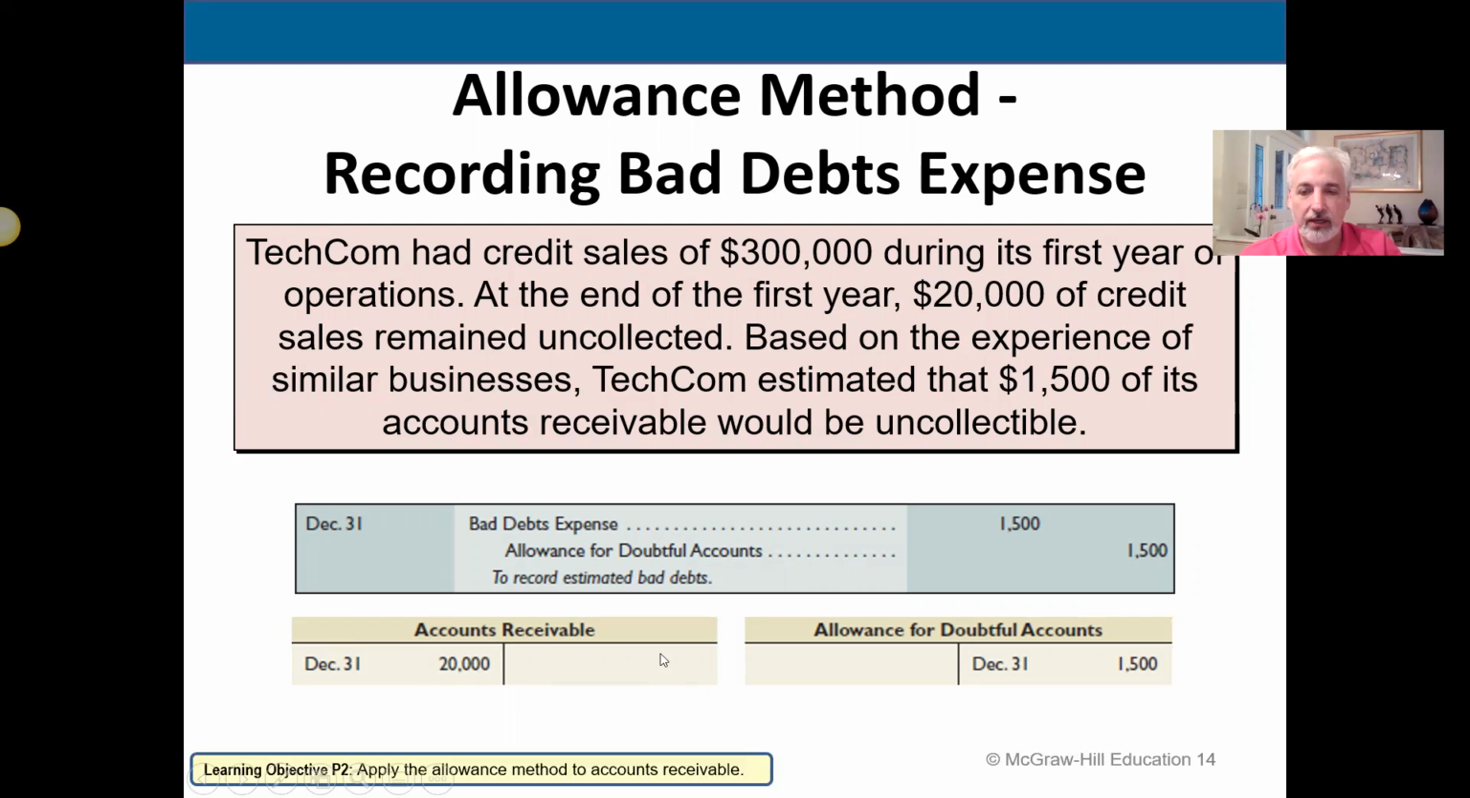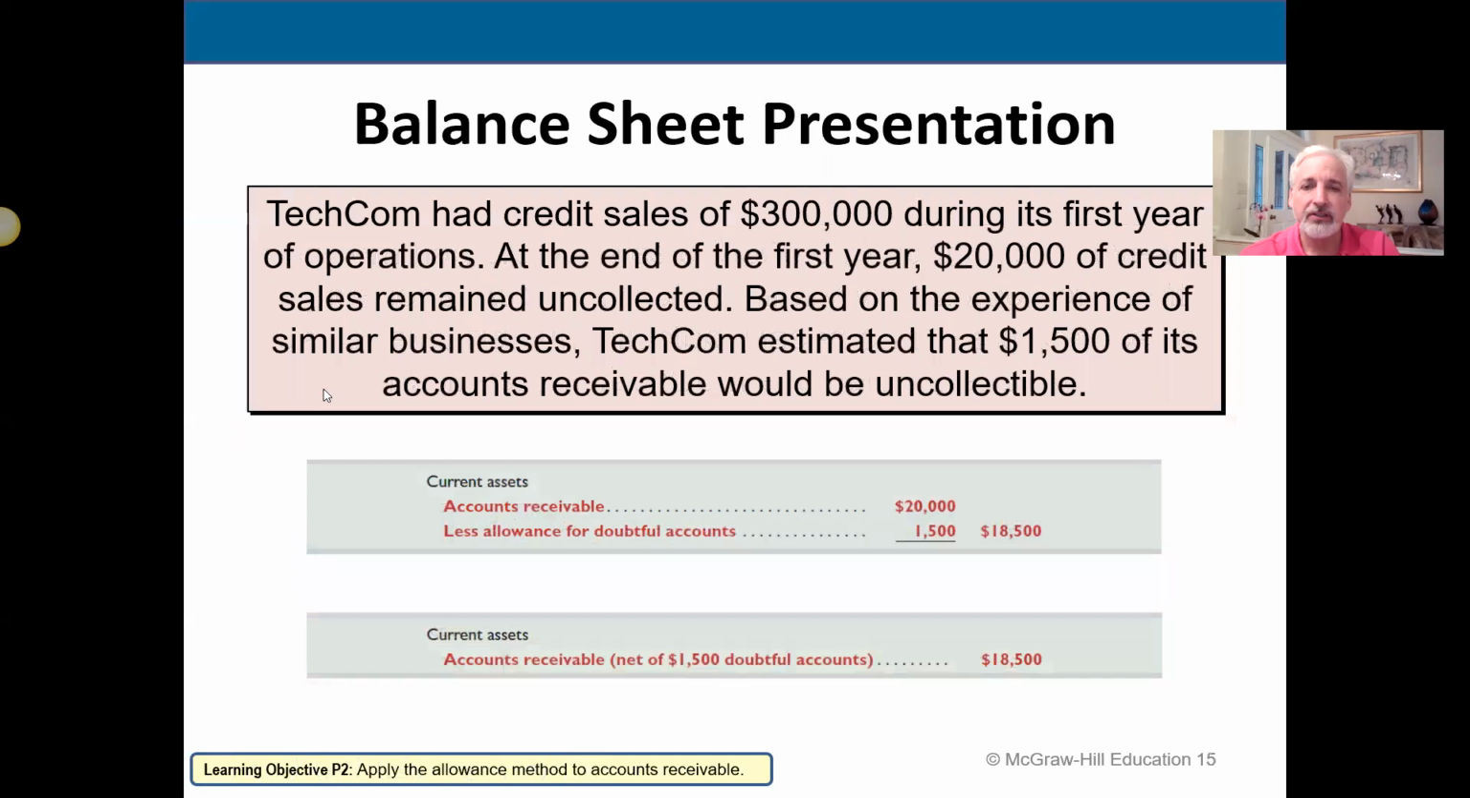Notice AR is still 20,000, but we have a credit balance in our allowance account, a contra asset showing up in the balance sheet for $1,500. Our NRV, our net realizable value in this case, is $18,500. So we look at that and say, that almost makes sense.